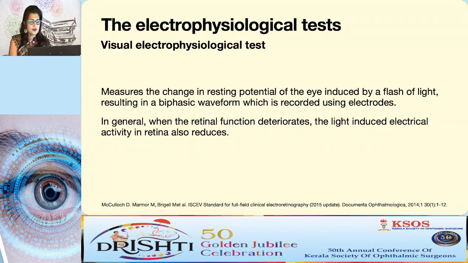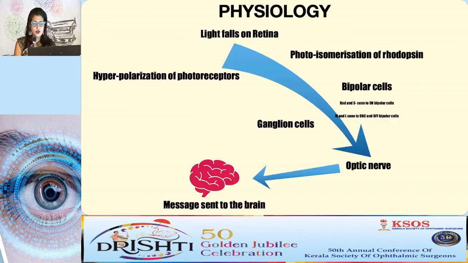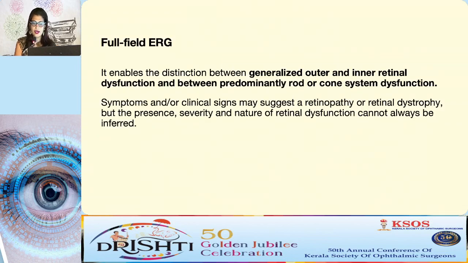The visual electrophysiological tests, like the ERG, measure the change in the resting potential of the eye. In neuroophthalmology, the importance of ERG is that if you know the ERG is normal, you can rule out that it is a retinal pathology. Otherwise, in neuroophthalmology, the ERG as such, especially the full field ERG, does not have any relevance.